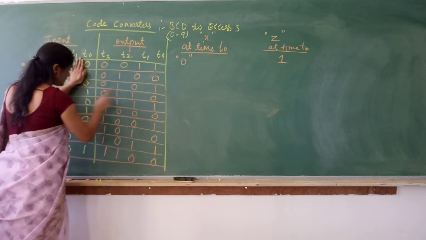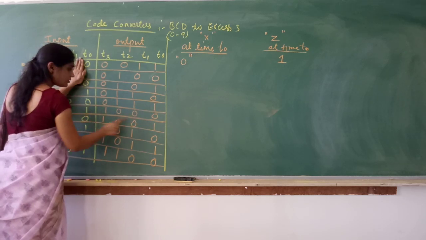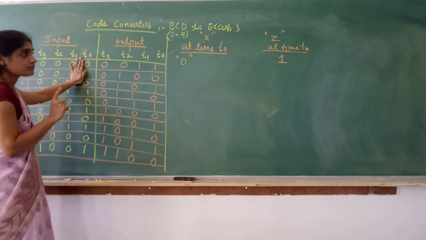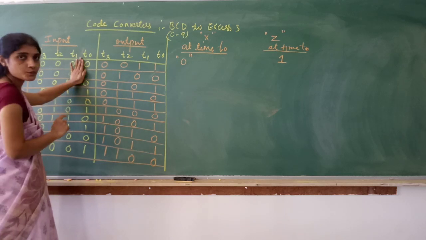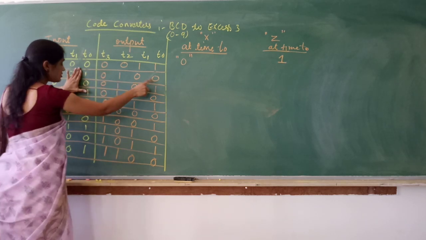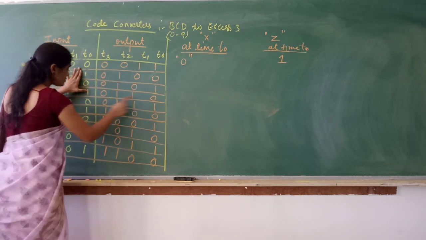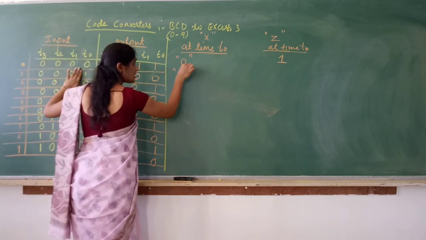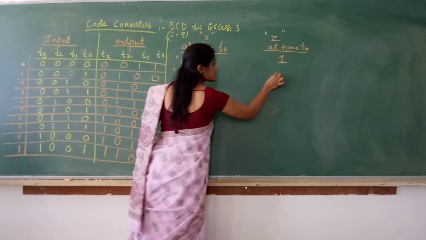0, 1, 0, 1, 0, 1. So if the input I have received is 0, the output should be 1. If the input I receive is 1, the output is 0. So if the input at time t0 is 1, the output should be 0.